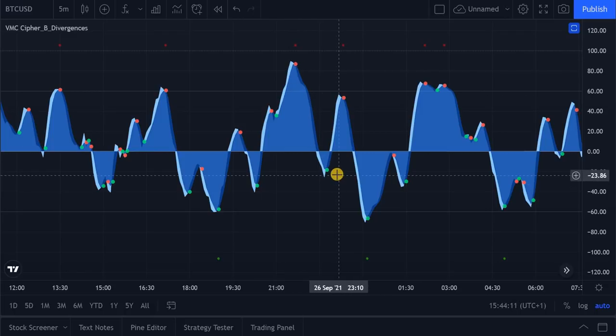And when it goes down to a negative read, you get a green dot. This green dot indicates that you should buy. So this is basically how this indicator works. It shows you areas to buy and sell in the price chart.